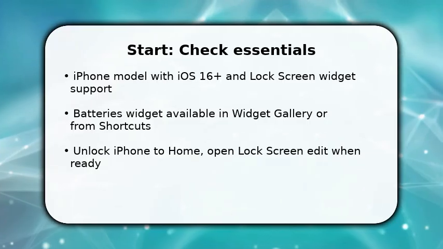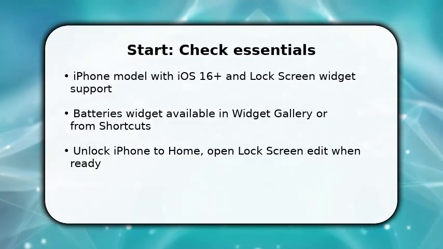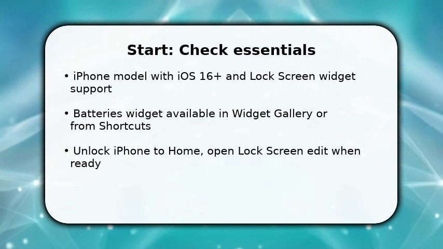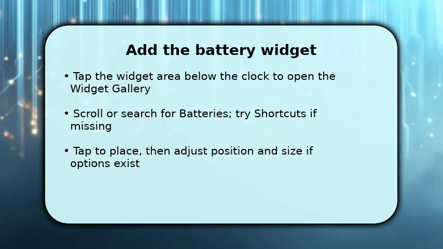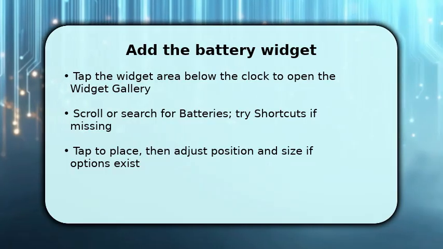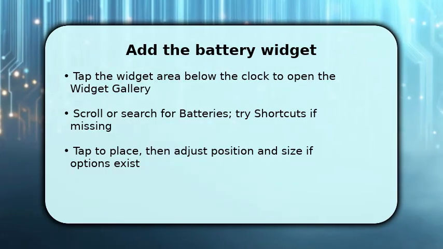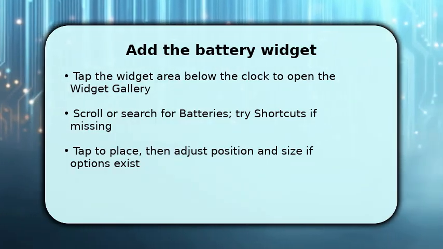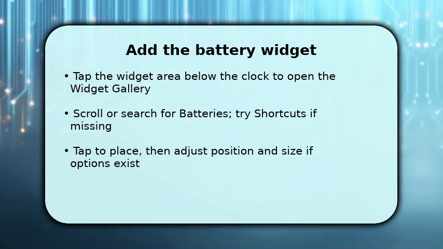You're initiating the only way, adding a widget directly to the lock screen, so proceed to choose the exact battery. You tap the widget area beneath the clock to open the widget gallery. This is the core action. Once the gallery appears, scroll or search for batteries.